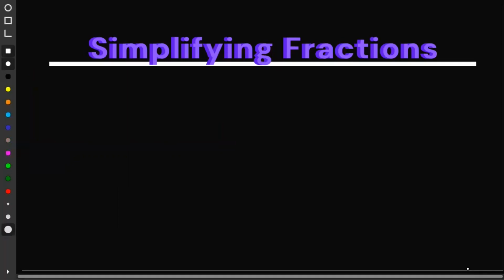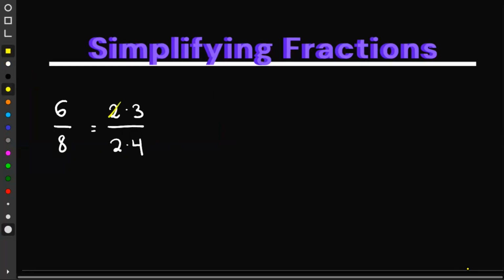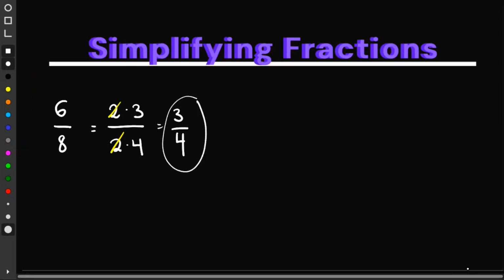Let's go on to our next example. Say if we have 6/8. Again, both of these numbers are divisible by 2. So we can factor 2 out. That will give us 2 times 3 and 2 times 4. So we can cancel this one out, and that would give us 3/4. Observe that 3 and 4 don't have any more common factors except 1. So this is the answer.